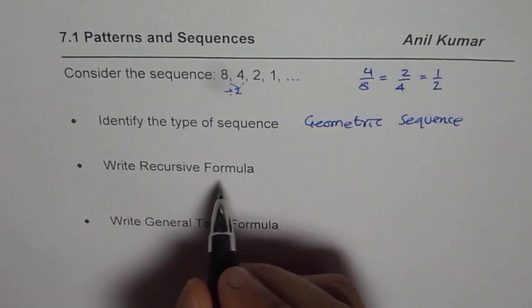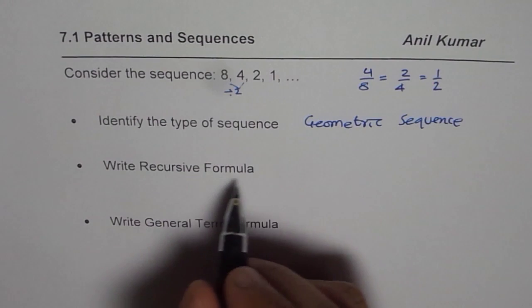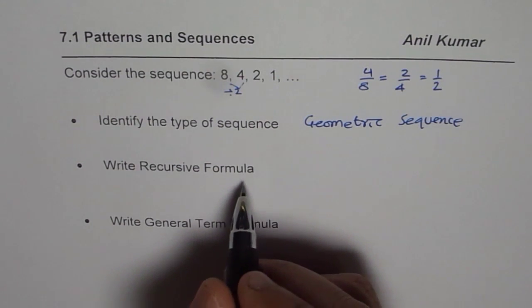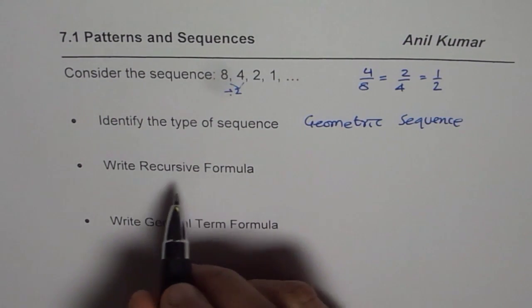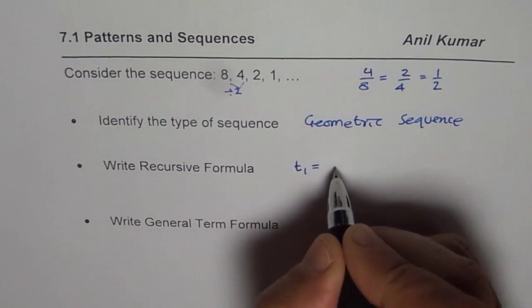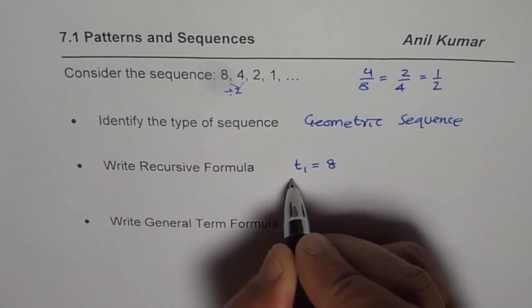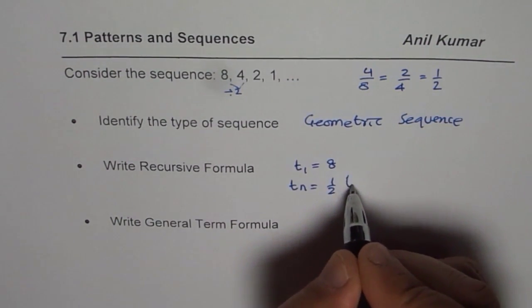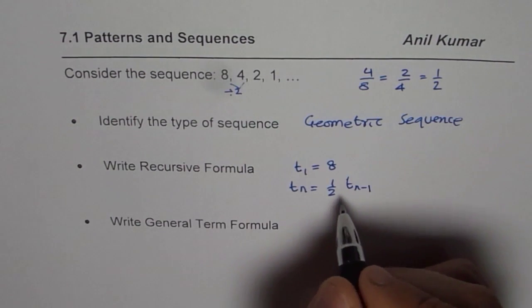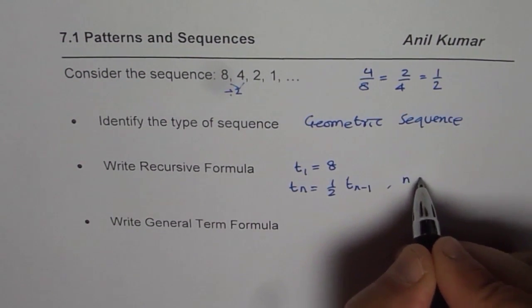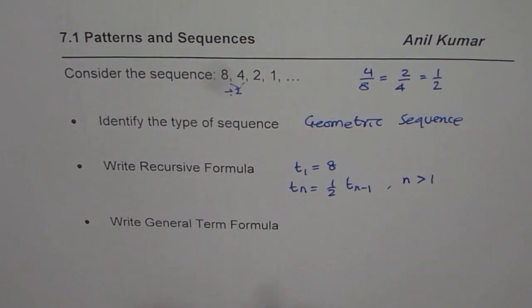Now we need to write recursive formula. Remember, in recursive formula you have to write the formula in terms of previous term. So the first term should be defined. So in writing the recursive formula we should write T1, the first term, in this case is 8, and then Tn is equal to half times Tn minus 1, right? So half of previous term, that's how you should read it, where n is greater than 1, correct?